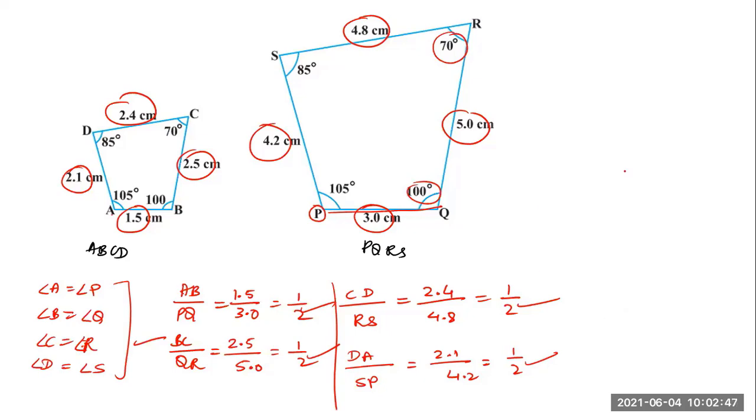So therefore, both the figures ABCD is similar to PQR. Yes. Clear? Yes, sir. Okay. So next question.